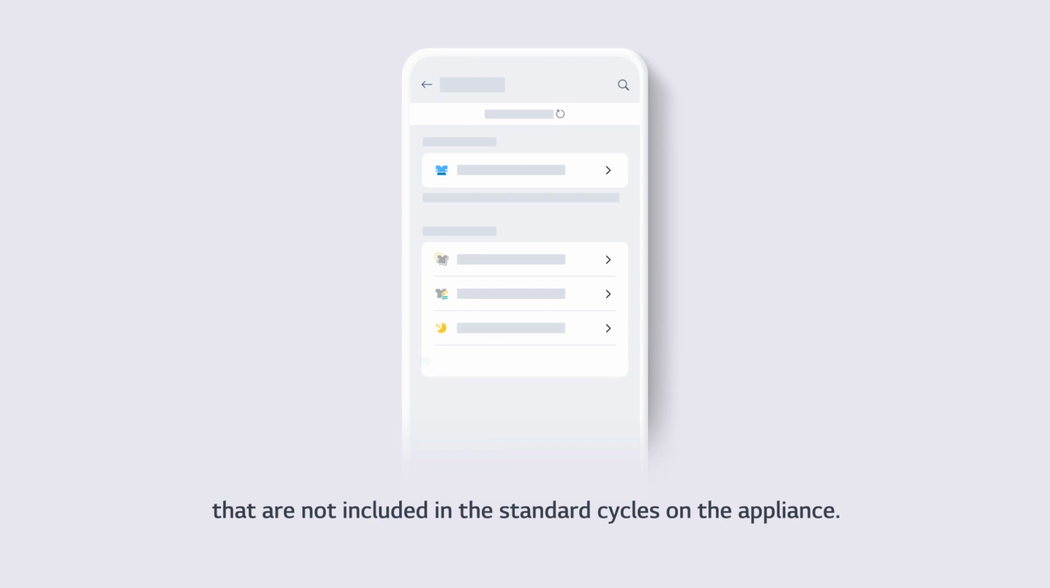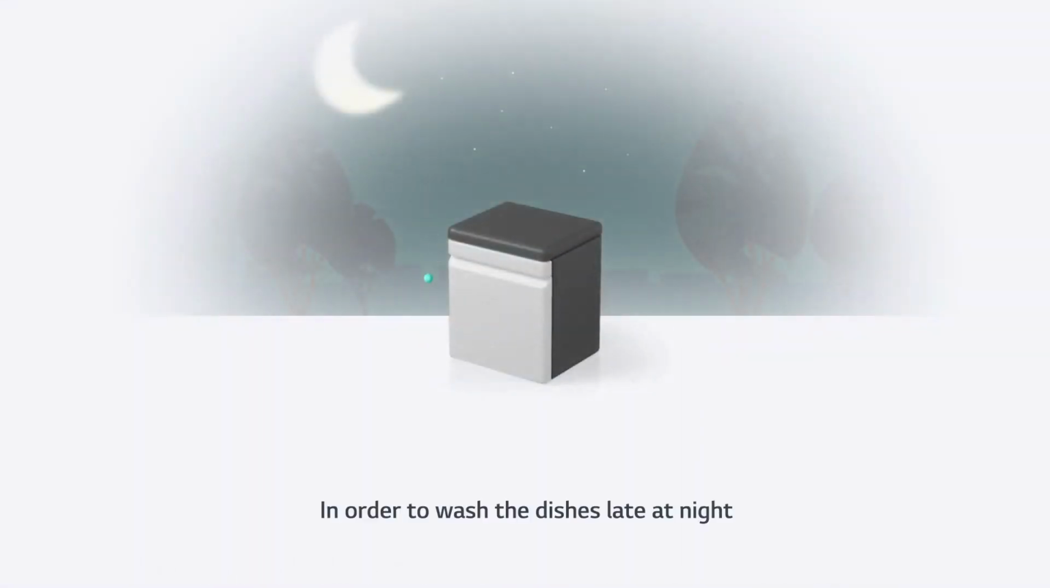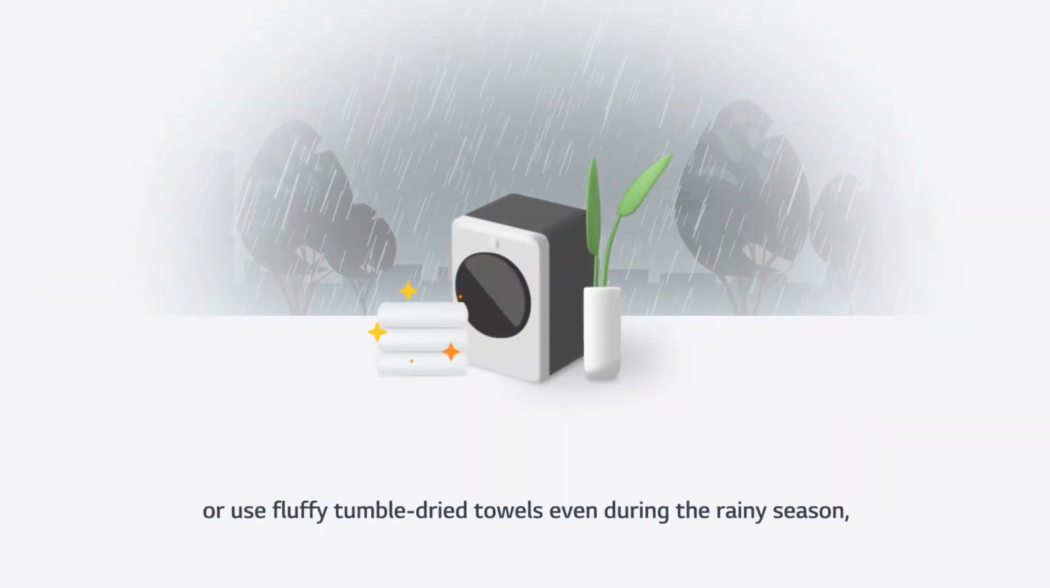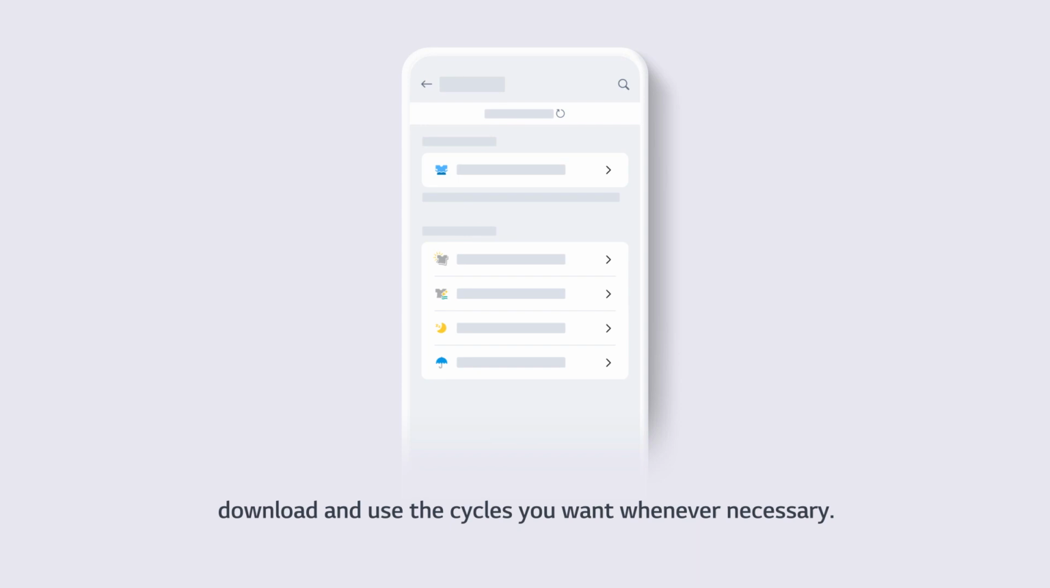You can download new and specialized cycles on the app that are not included in the standard cycles on the appliance. In order to wash the dishes late at night, or use fluffy tumble-dried towels even during the rainy season, download and use the cycles you want whenever necessary.